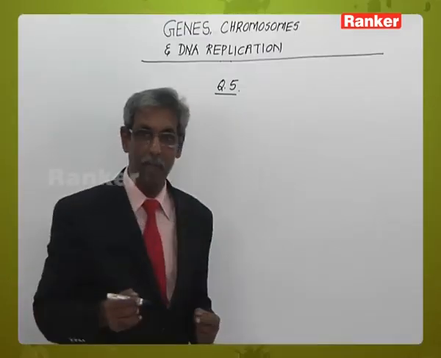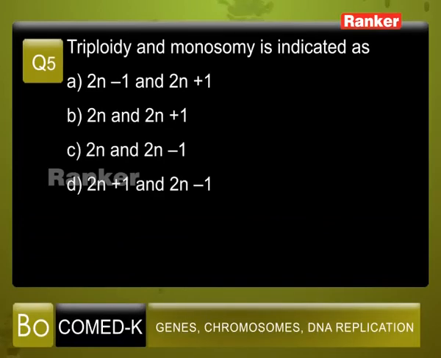Next we go on to question number 5. Triploids and monosomy is indicated as: A, 2n minus 1 and 2n plus 1; B, 2n and 2n plus 1; C, 2n and 2n minus 1; D, 2n plus 1 and 2n minus 1.